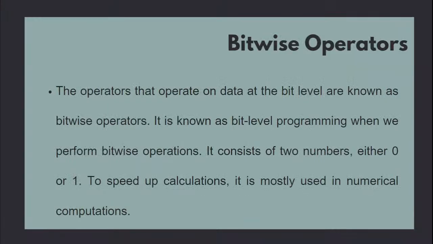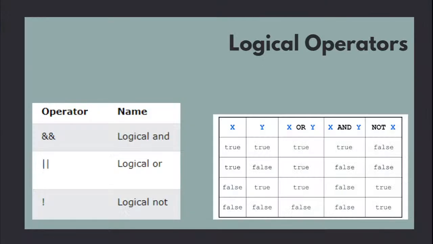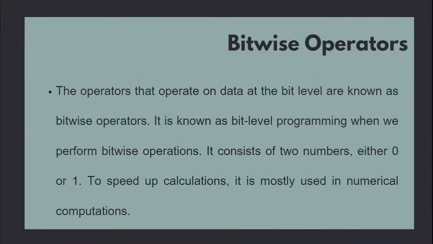So let us start with bitwise operators. Like our comparison and logical operators, we have bitwise operators, which perform and, or, not and so on, but at the bit level. The operators that operate on data at the bit level are known as bitwise operators, and it is known as bit level programming when we perform bitwise operations. It consists only of zeros and ones, where 0 means false and 1 means true. It is used to speed up calculations, mostly in numerical computations.